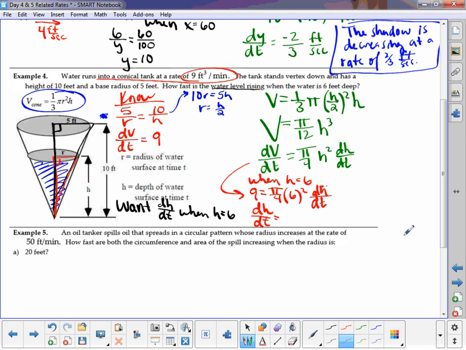Alright, what do we get for dh dt? 1 over pi. Kind of an interesting one, isn't it? Alright. We want to use our units and make sure we actually answer the question. How fast is the water level rising when the water is 6 feet deep? So we should expect it to be positive. We see we did get positive. And let's make sure we use proper units. So it's height. So it's feet per minute.